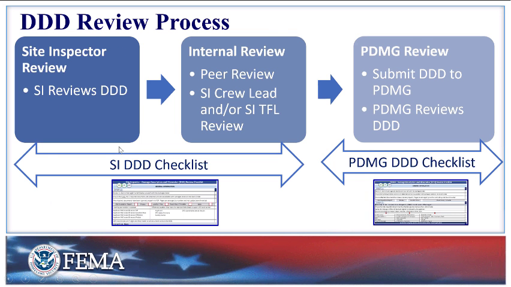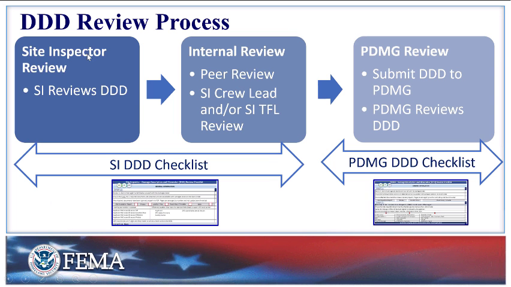This is an internal process that we can utilize before we're submitting our information. And so it just says here the site inspector reviews the DDD. Go over your information, make sure everything looks good, it's accurate. Check for grammar, spelling errors. Check your quantity, your dimensions, your calculations. Double check that information. And then it says proceeds to an internal review.